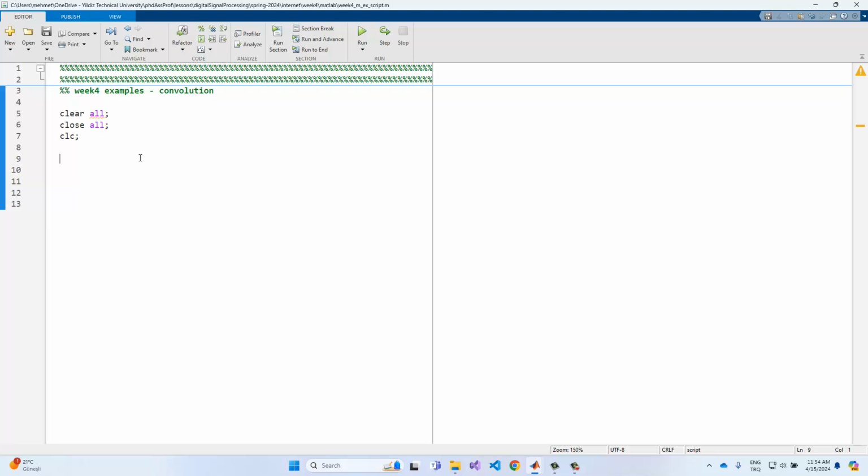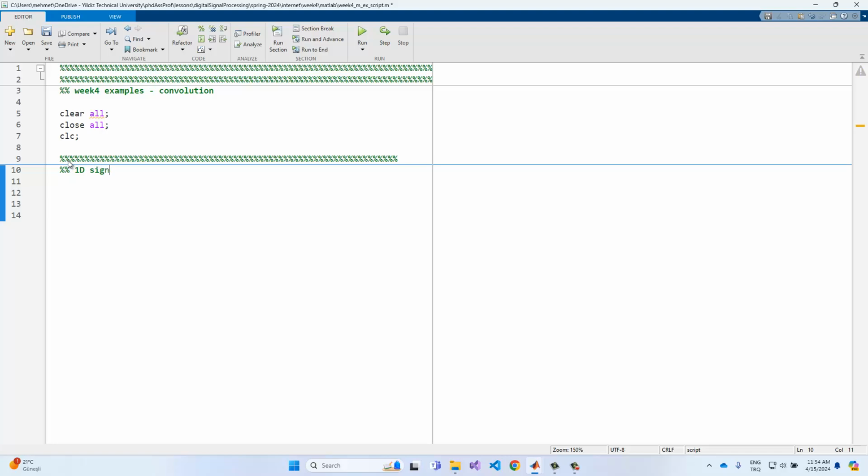Okay, firstly we need to build the 1D, one-dimensional signal convolution. Okay, this is the first example.